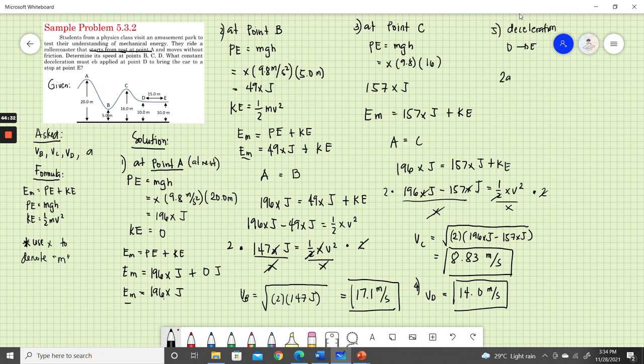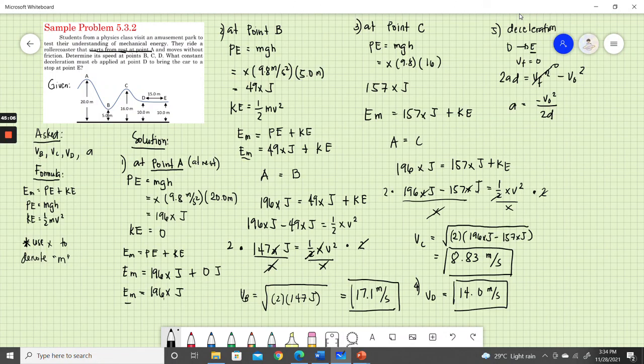And from the kinematics equation, we know that 2ad is equal to v final squared minus v initial squared. Since we want to stop at E, we want our final velocity to be 0. So this is basically 0 because we want to stop. In the end, what we're going to have is a equals negative v initial squared divided by 2d.